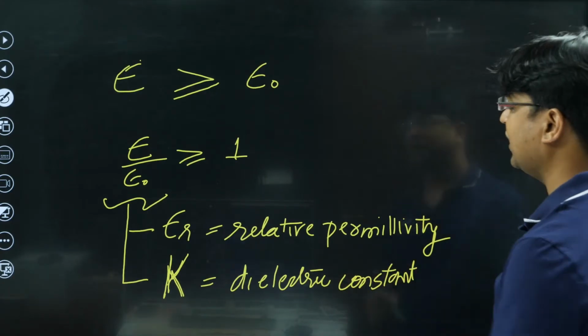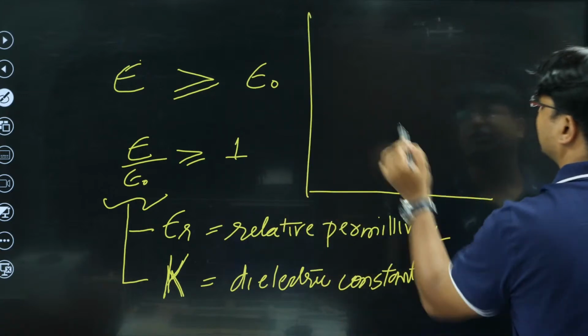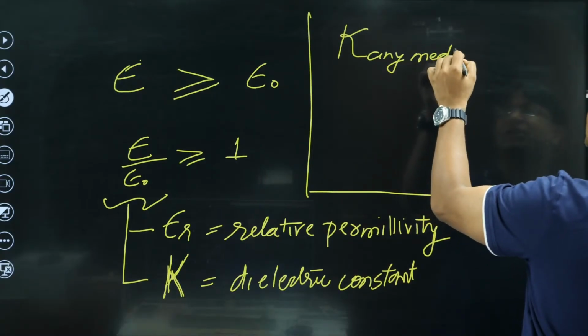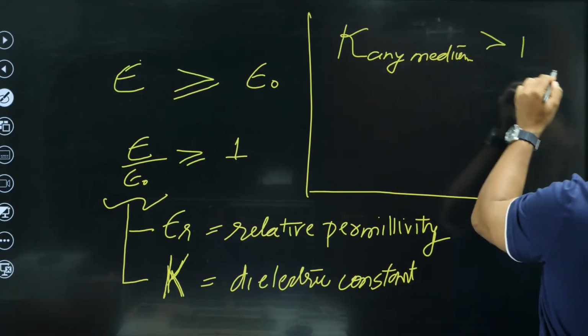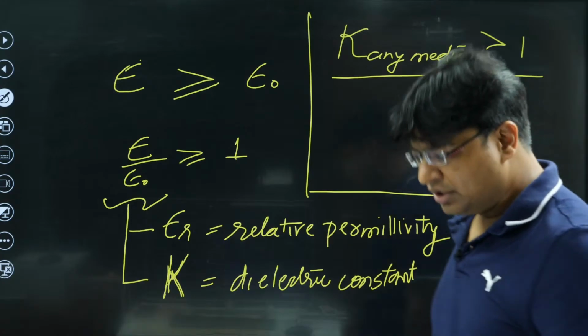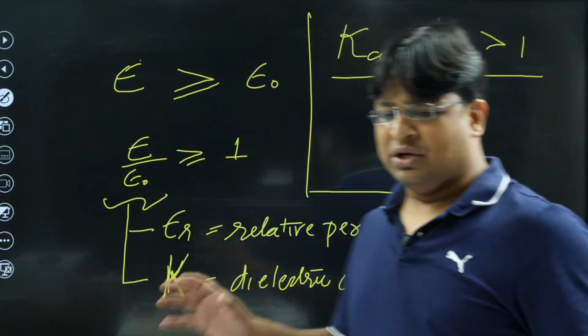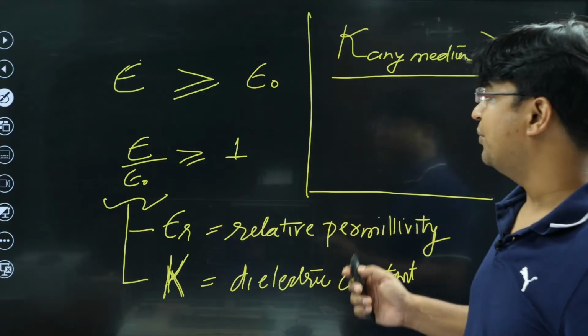Okay, and from here we can remember that the dielectric constant for any medium other than vacuum is greater than 1. For vacuum it will be equal to 1. Even for air it will be greater than 1, although the difference won't be too large. Alright, so I hope we are clear till this point.